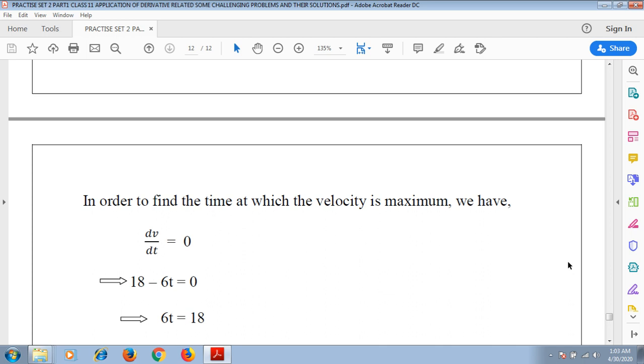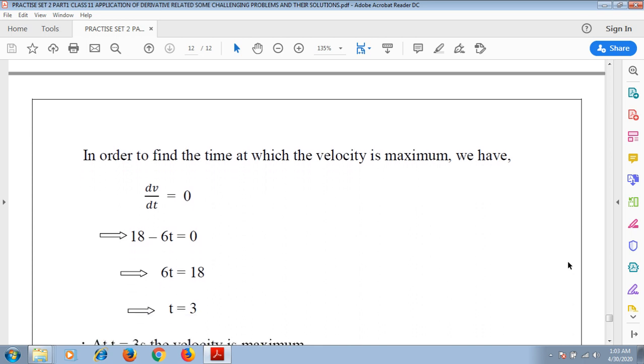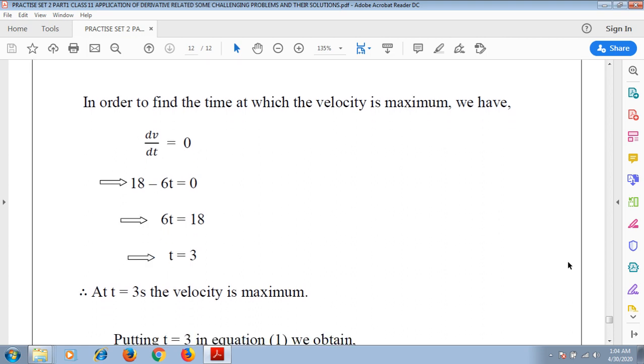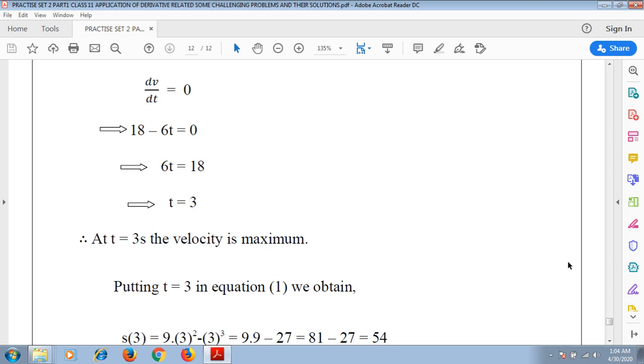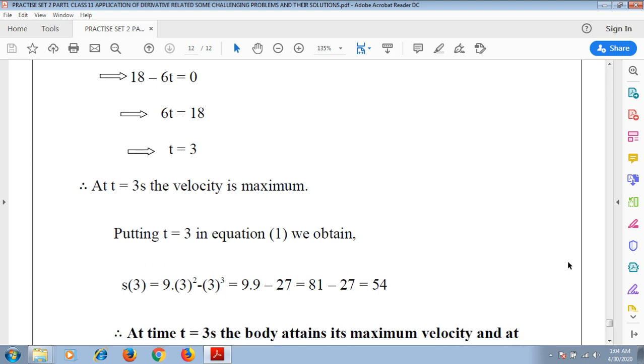Now dv/dt equals 0 results in 18 minus 6t equals 0, which results in 6t equals 18, and we are having t equals 3. So finally at t equals 3 seconds, velocity becomes maximum. So it is the actual time we needed to find out. We have found that at t equals 3 seconds, the velocity becomes its maximum value. Okay, now putting t equals 3 in equation 1.